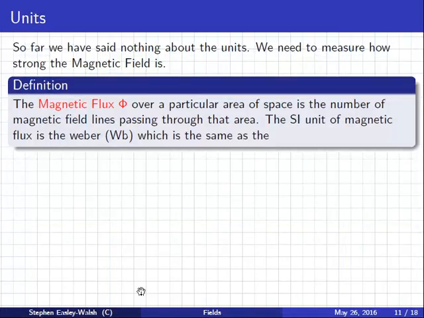So the Weber is the SI unit, which is the same as, although you don't need to know this for the exam, it's just interesting that the Weber is the same unit as a volt second. But this is not something for the exam, it's just a matter of interest. So we'll just go with Weber as the unit for measuring magnetic flux. And this is the symbol for magnetic flux.